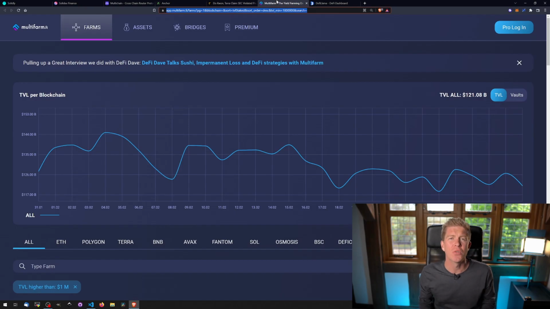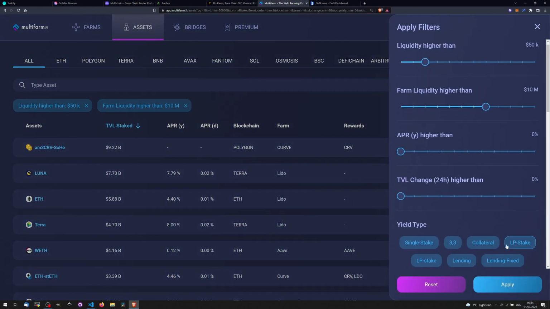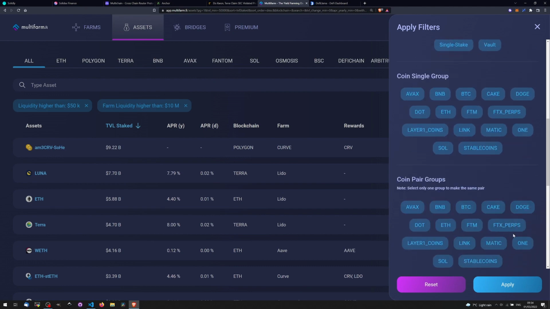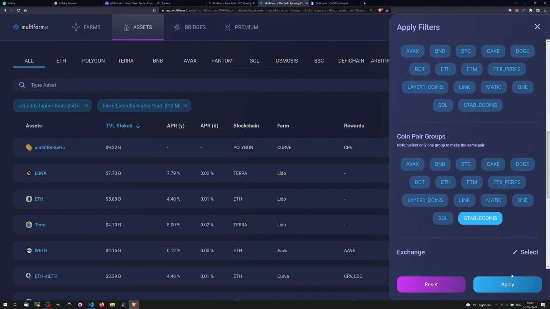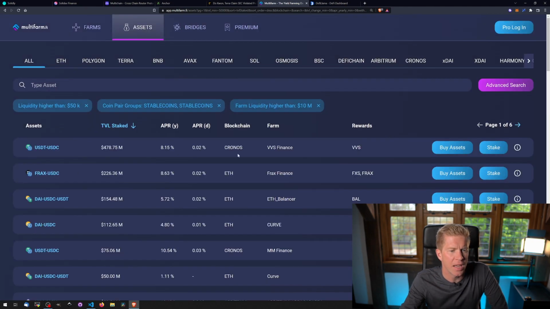The next strategy that I want to talk about isn't a particular protocol or yield farm, but it's rather moving funds around on a regular basis or an opportunistic basis to gain the best APRs throughout the year. For this, we can use something like MultiFarm Finance, where we can set up advanced searches. You can look at stablecoin pools, apply that. You can see here we've got a list of stablecoins and their returns.